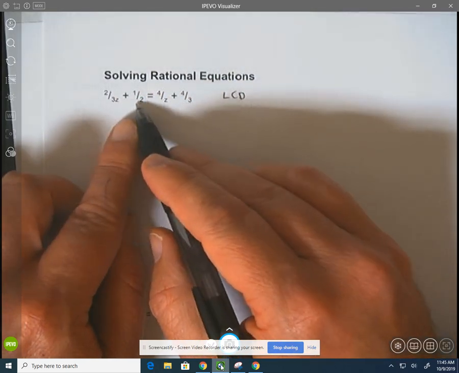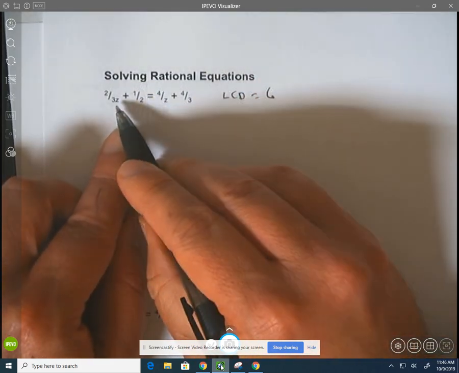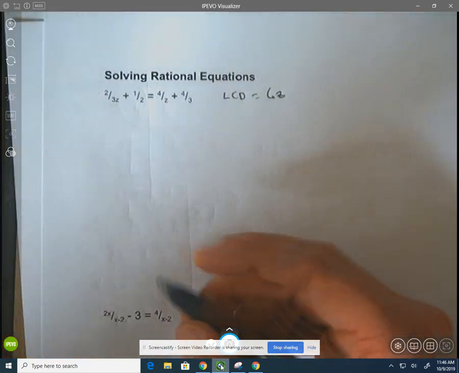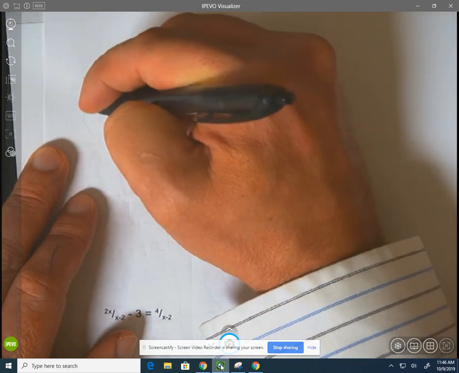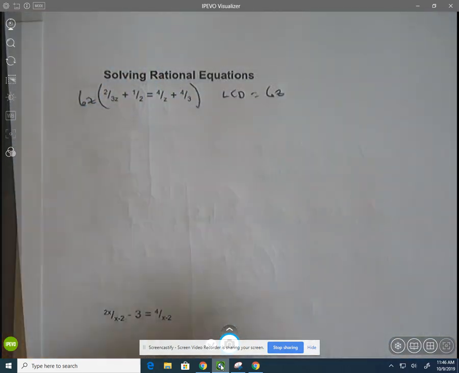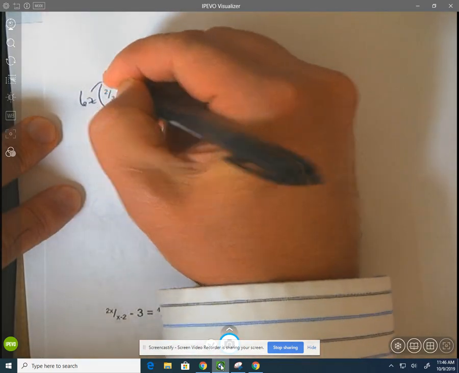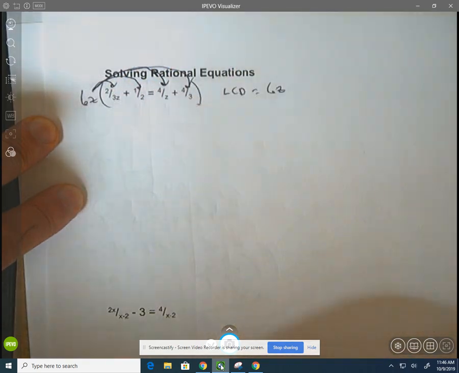So again, I see a 3, I see a 2, I know both of those will go into 6, and then I've got a z. All right, so I think my LCD is 6z. And what I'm going to do is multiply that entire equation by 6z. So I'm just going to write this out. I'm going to take my time. It's almost like the distributive property. Again, I'm just doing it through an entire equation.